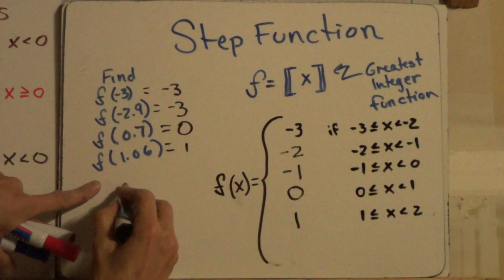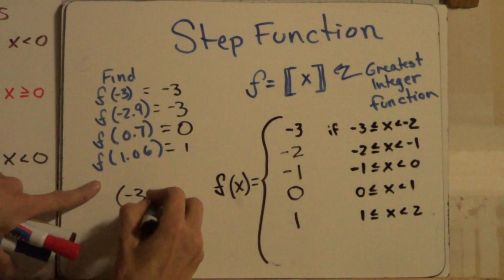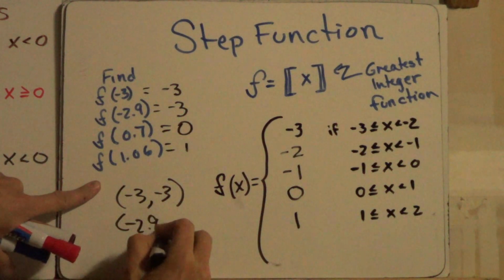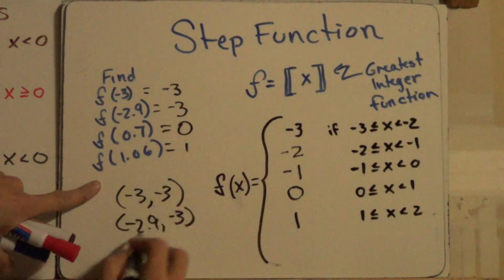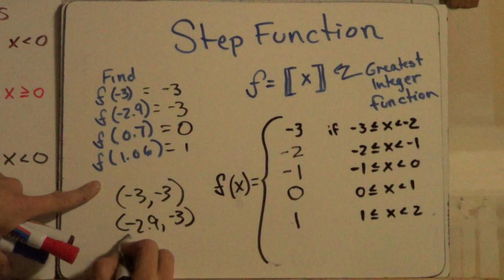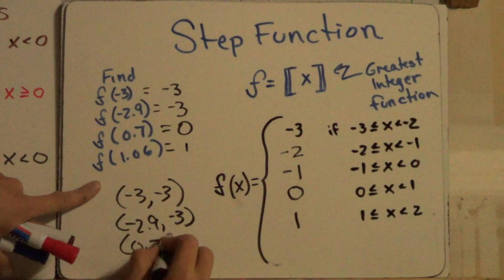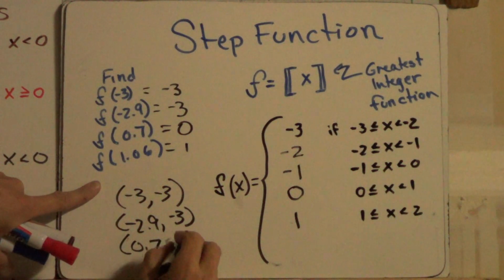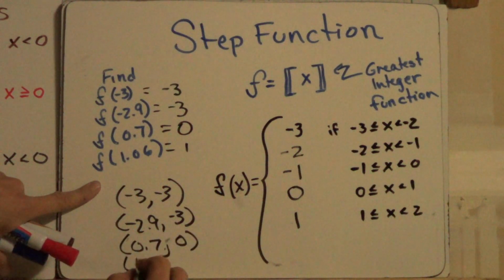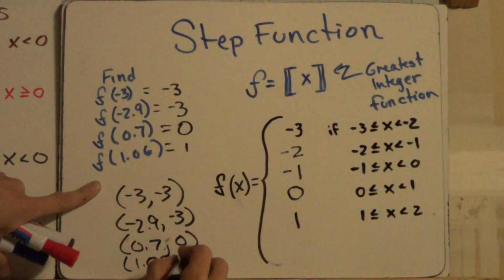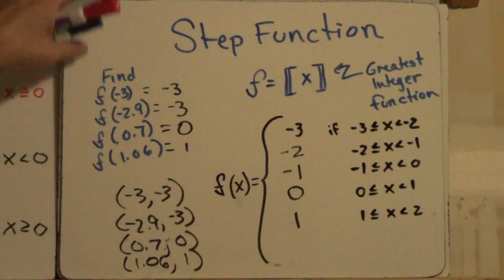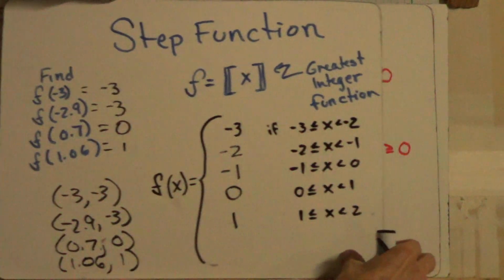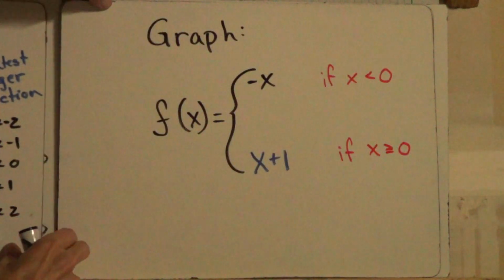So when we plotted the points on the graph, it would be negative 3, negative 3, negative 2.9, negative 3, 0.7, 0, and 1.06, 1. And I know that one's probably kind of throwing you off. You're going, wait, that can't be. It's not going to look as weird once we get to the graph and you see what they do.